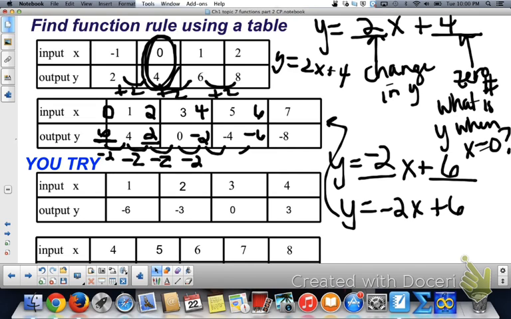Okay, that's it for this video. You've got these U-tries. You've got the U-tries on the previous page. And is there another video? Yes, one more video after this.